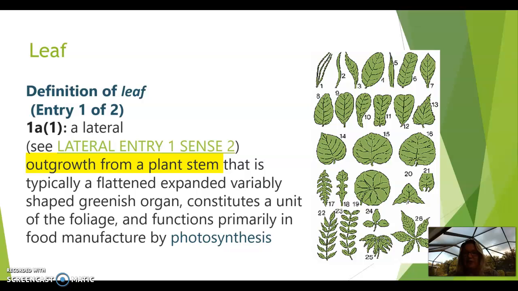A leaf is one of the most important parts of a plant. A leaf is an outgrowth from a plant stem that is typically a flattened, expanded, variably shaped greenish organ. You may have seen many types of plants with many different kinds of leaves. Leaves usually help us identify what types of plants they are. Plant leaves are also essential for plants getting their food because they are able to collect the sunlight and help the plant produce food. This is called photosynthesis.